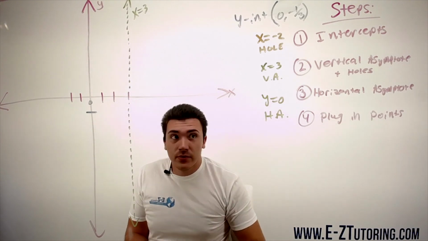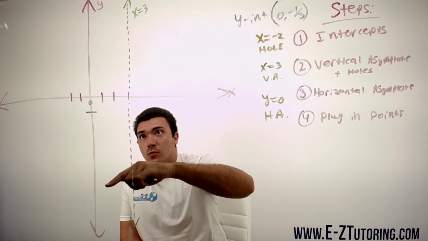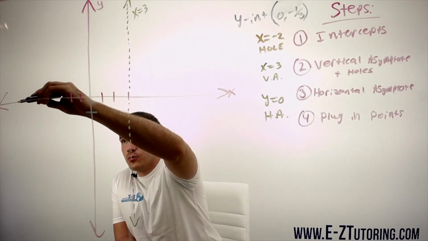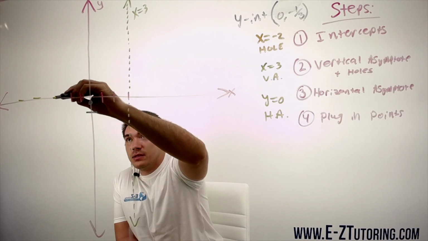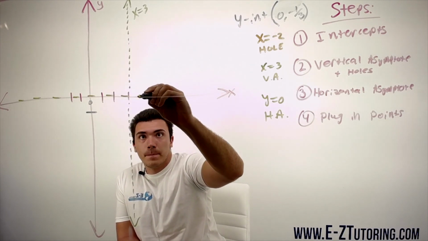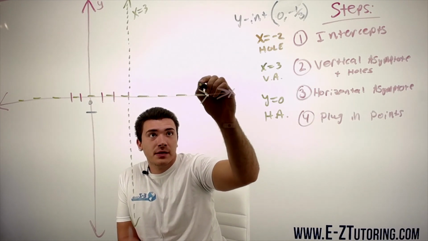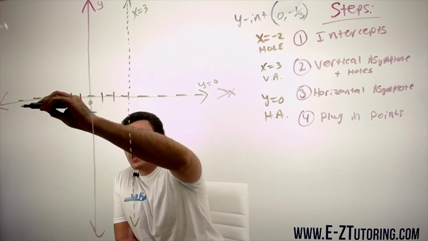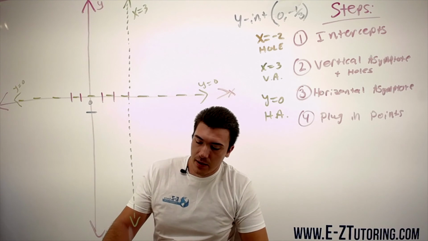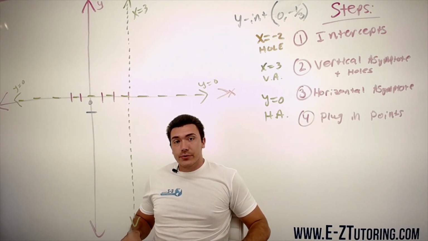Y equals 0 is our horizontal asymptote. So of course we count on the y-axis now, and 0 is here. So our horizontal asymptote is really the same as the x-axis. So I make a dashed line over here, and this is our horizontal asymptote, y equals 0. So we went ahead and labeled everything except the hole.